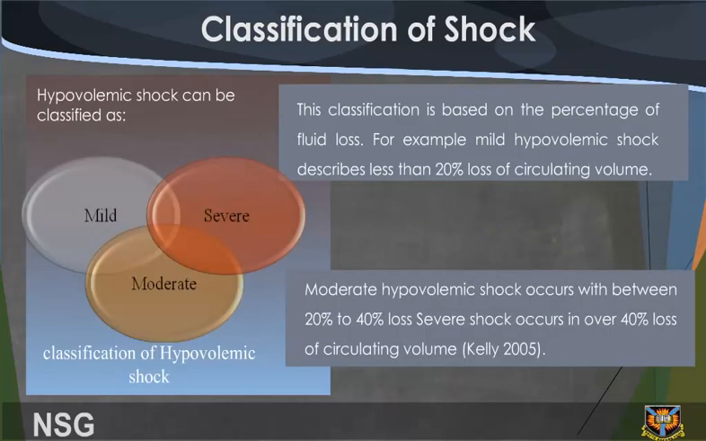This classification is based on the percentage of fluid loss. For example, mild hypovolemic shock describes less than 20% loss of circulating volume. Moderate hypovolemic shock occurs with between 20% to 40% loss. Severe shock occurs in over 40% loss of circulating volume. Kelly, 2005.